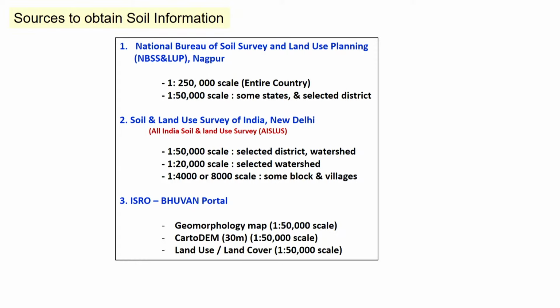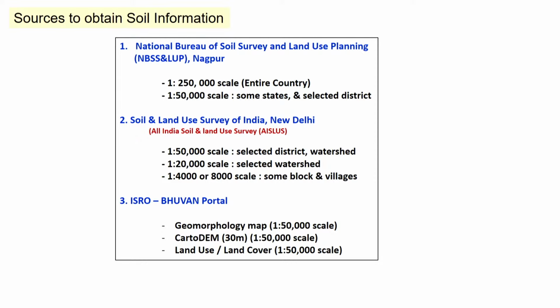Sometimes we are also interested to know where I can get the soil map. So there are soil survey organizations in our country. One is the National Bureau of Soil Survey and Land Use Planning, which is located in Nagpur, an ICAR institute, which has the mandate of preparing the soil map of the country, and the entire country has been mapped at 250,000 scale, and 50,000 scale, which is required for the district level planning.